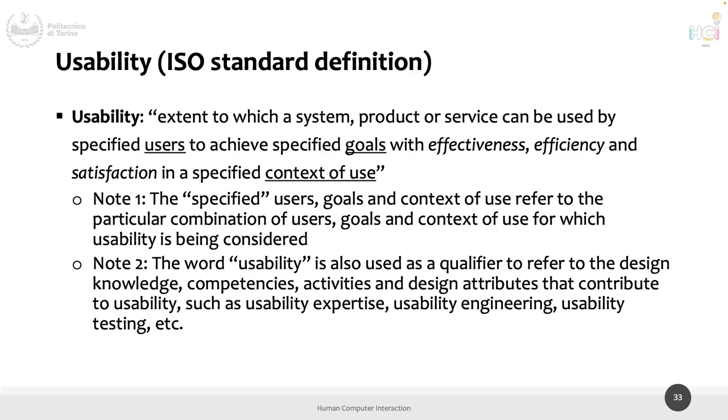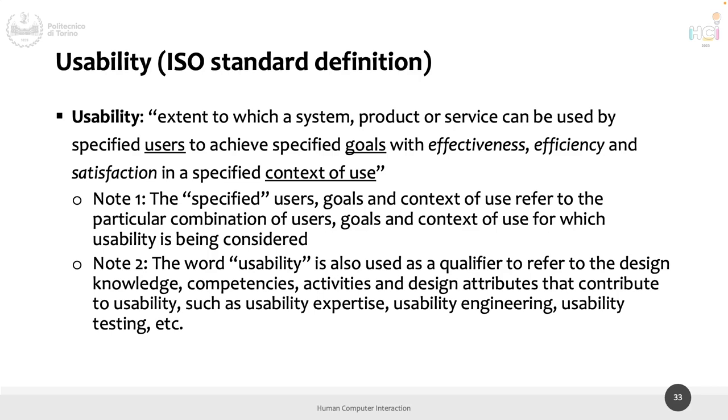So the definition of usability will still give us, again, some concept that we already have seen yesterday. So the definition is, usability is the extent to which a system, product, or service can be used by specified user, so again, people, to achieve a specific goal, again, goals, in a specific context of use, so again, the application domain we mentioned yesterday, with effectiveness, efficiency, and satisfaction.